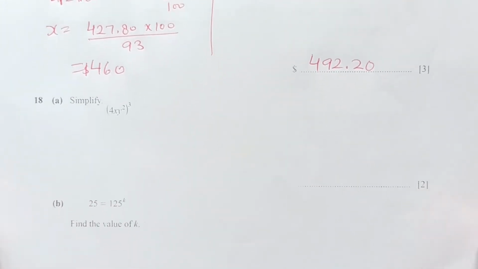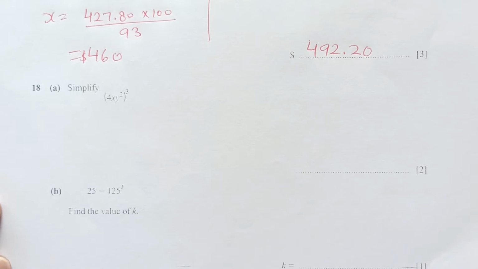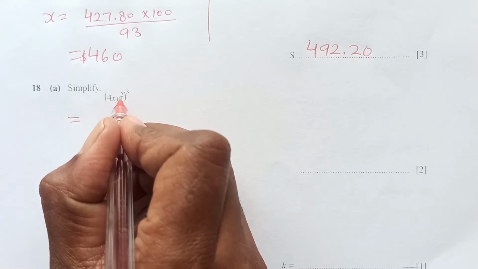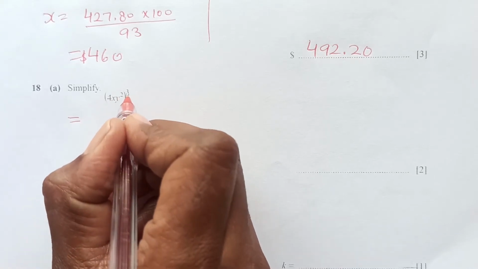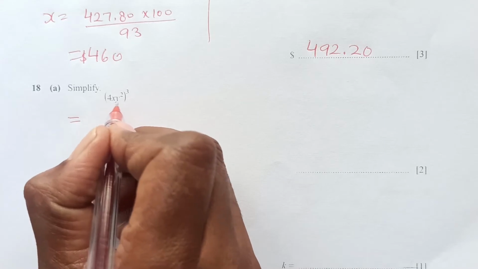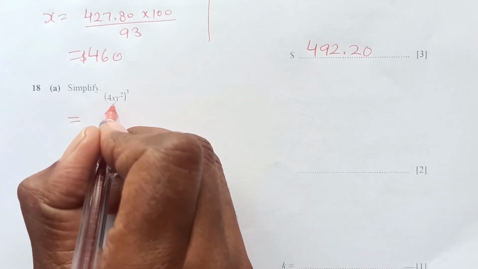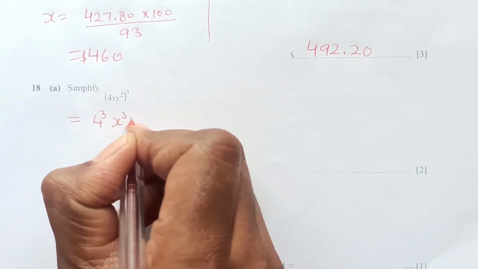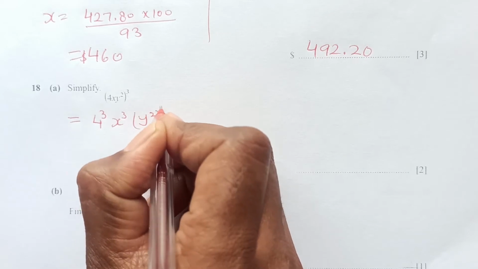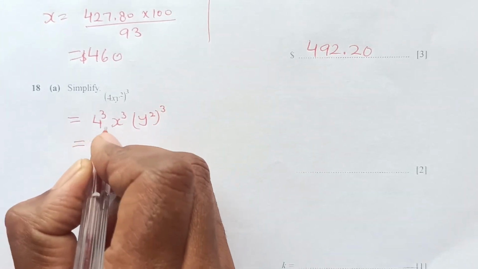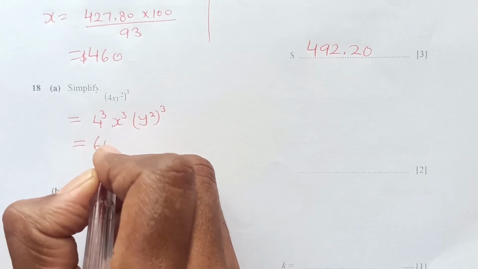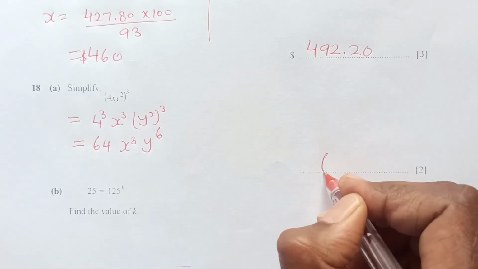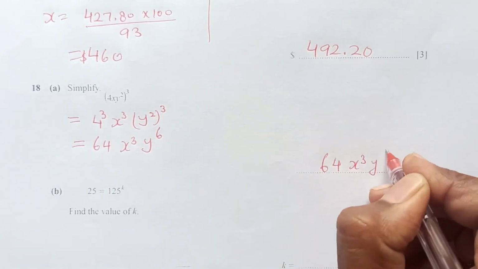Now let's move to question number 18. We need to simplify this. We have (4xy squared) power 3. Remember that this 3 belongs to every number or variable here. So that means 4 cubed, x cubed, y squared is already there, and then on top of that there is 3. So 4 power 3, 4 times 4, 16, 64, x cubed, y power 6. So that is the final answer, 64x cubed y to the 6.